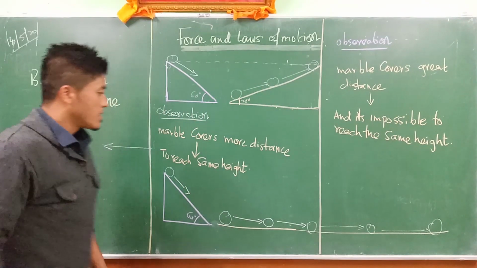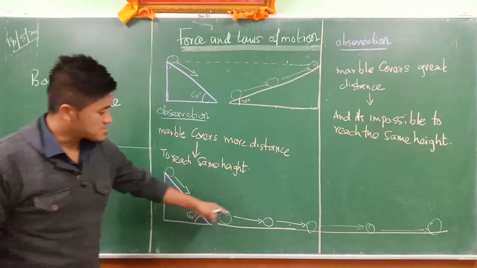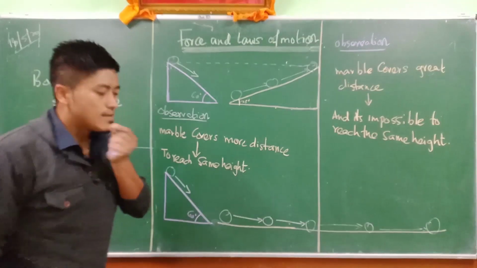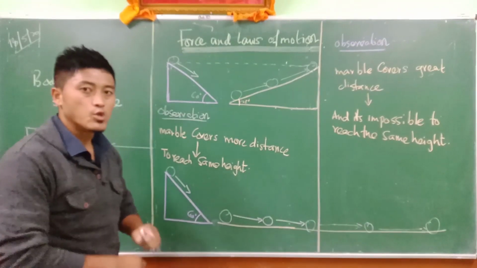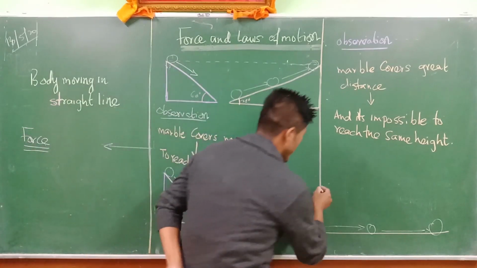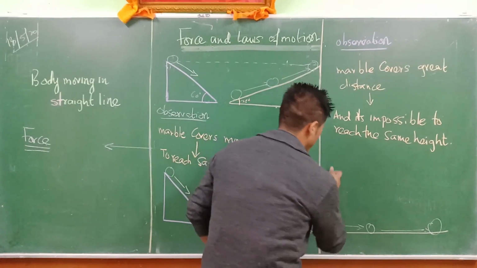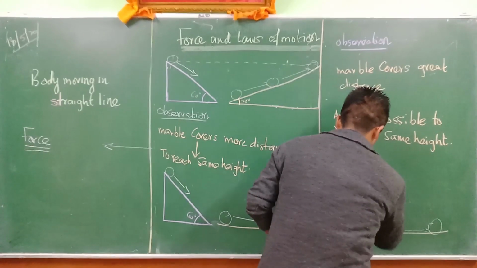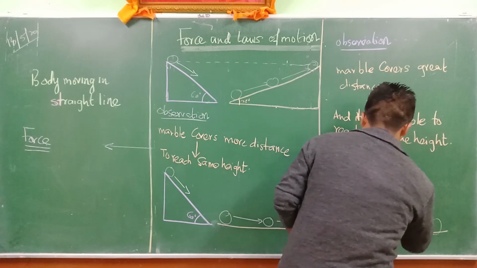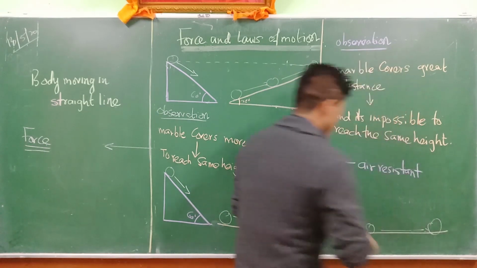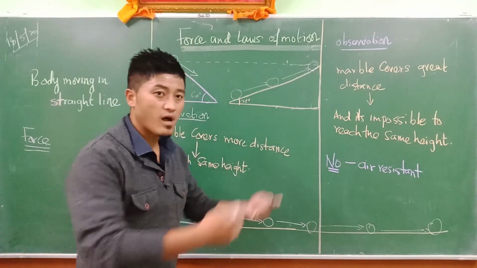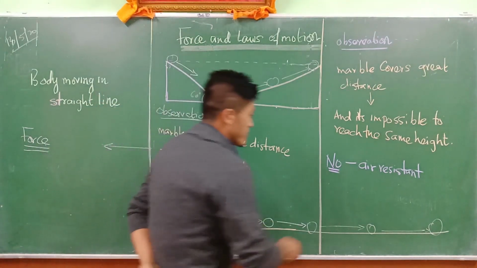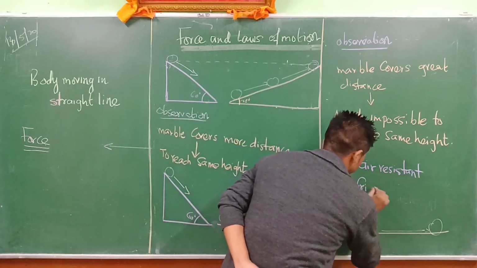Is that clear? Now, in this case, this marble is going to stop at some point here. Let us imagine for the time being, suppose there is no air resistance. For example, when I move in this direction, there is a little amount of air which stops me from moving. Let's say there is no frictional force.